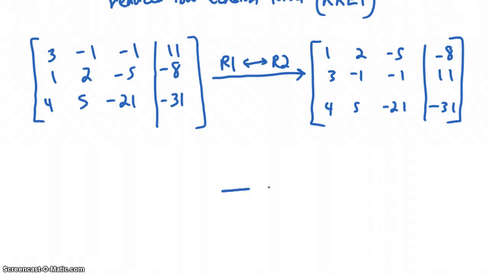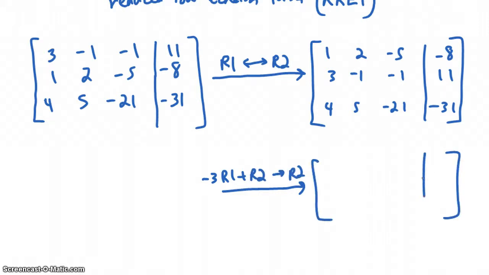We can do that. The next thing that we could do is multiply this top row by -3 and add it to the middle row. We do -3 times row 1 plus row 2, and that will give us a new row 2. Again, you can work your way all the way down. We're not going to get a new top row or a new bottom row, but we will get a new middle row.